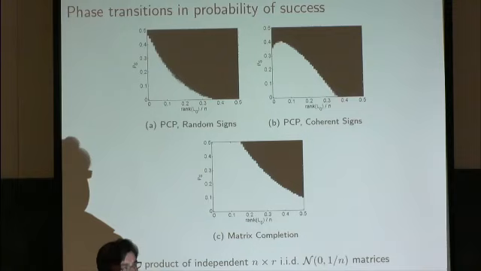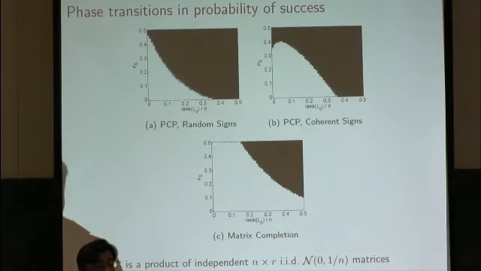What are the dimensions? 400 here. The matrix is 400 by 400.